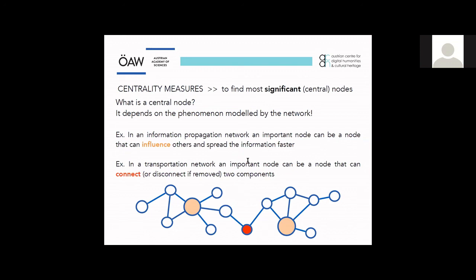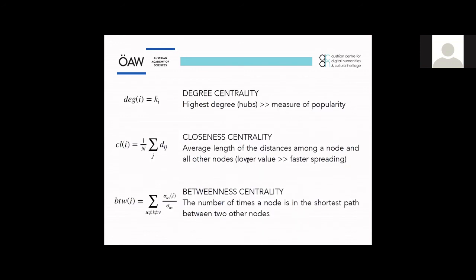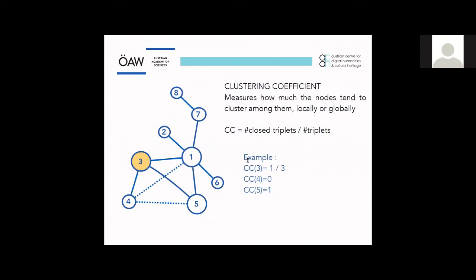Because, of course, if we consider shortest paths among any nodes of this part and any nodes of this part, any shortest path among these will pass through these nodes. So in this network, these will be the nodes with the highest betweenness centrality, and if we want to detect these nodes that are named brokers or bridges, betweenness centrality is the perfect measure that we can use.